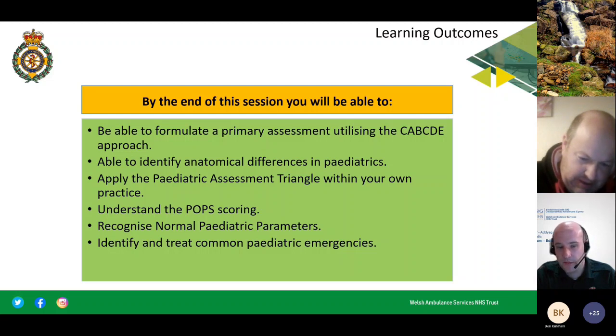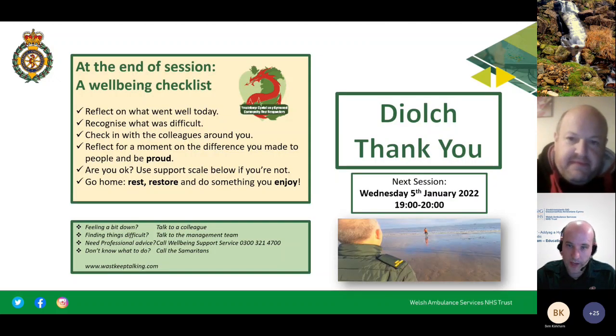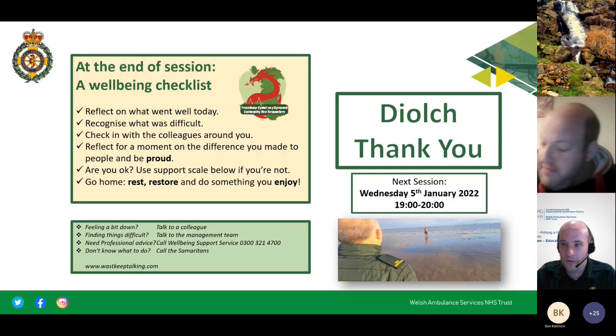And we talked about some of those common illnesses. So we've talked about meningitis and we've talked about croup and epiglottitis as a bit of a recap. So hopefully you've all found it beneficial. Our next session is going to be Wednesday, the 5th of Jan. Don't know what the topic is yet, but that will be one of the other trainers, and we'll get that topic out. If you've got a topic you would like to cover, like I said, please email the shared inbox.